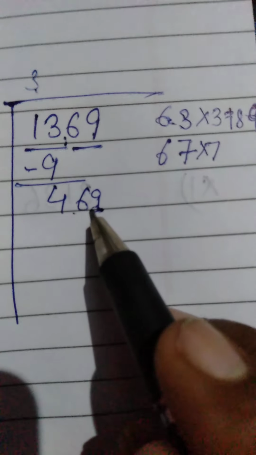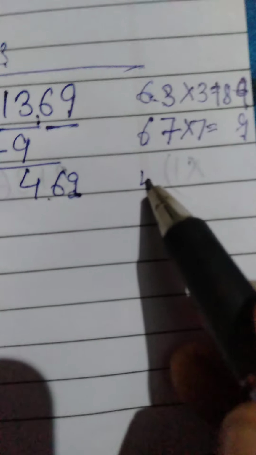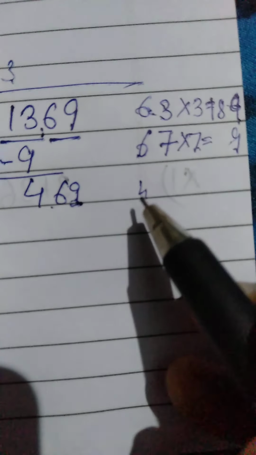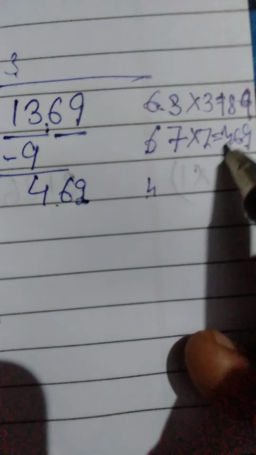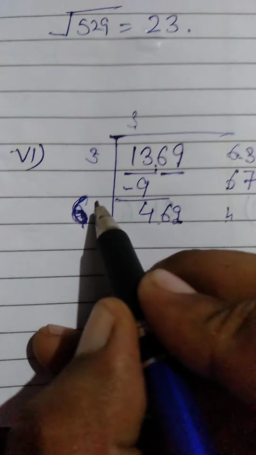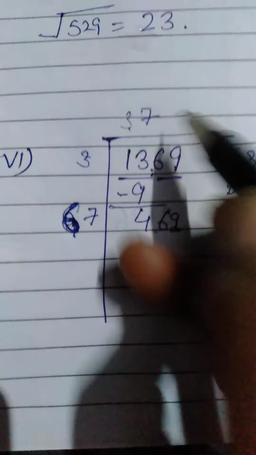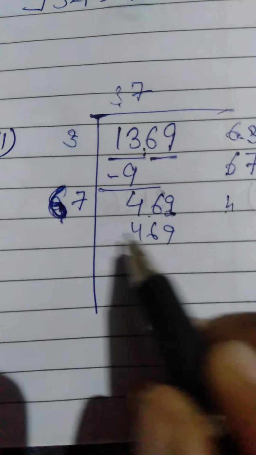189 is smaller than 469. Let us check it. 7 7s are 49, carrying 4. 7 6s are 42, 42 and 4 is 46. Surely it goes at 7. So you will write a 7 here and 7 here. And 469 is the product.